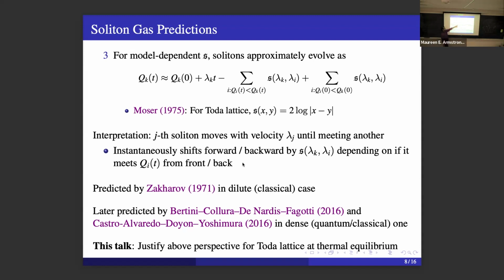Okay, and I remind you for the Toda lattice, the scattering shift is 2 times the log of x minus y. So that's the same from before. Now, this formula might not mean much on the outset, so let me tell you what the interpretation is.